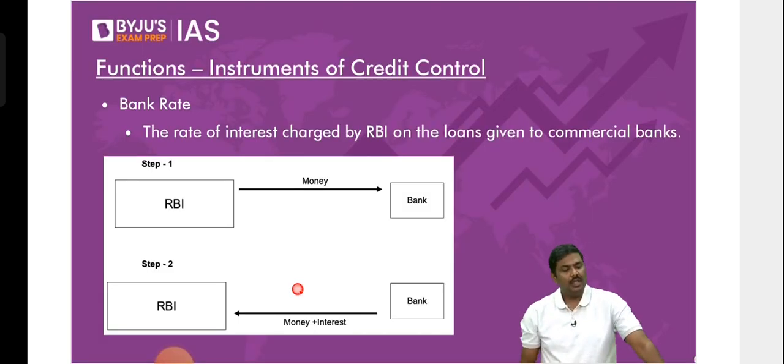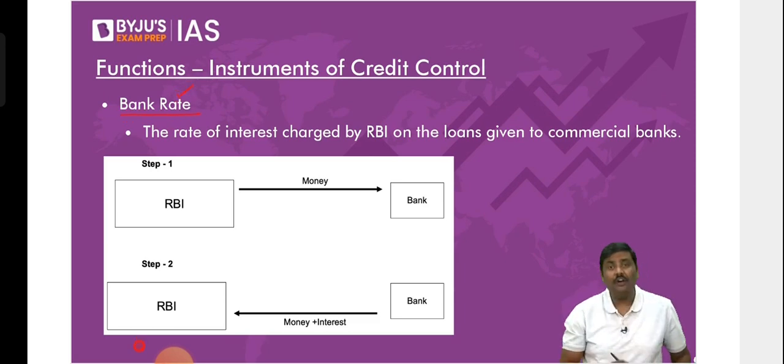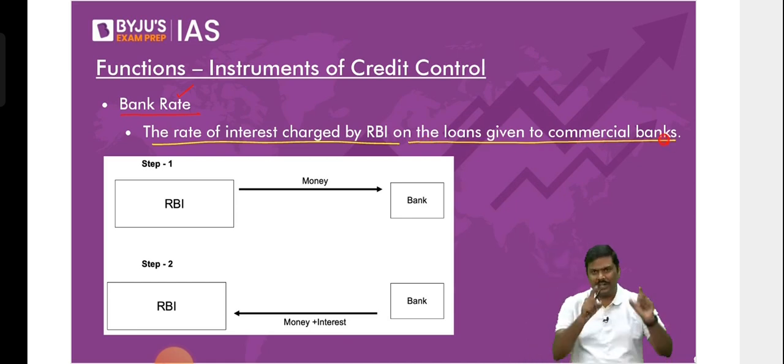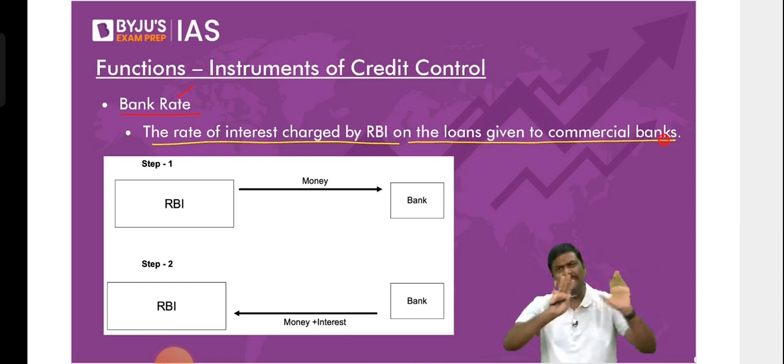Please be very careful. Next one is the concept of bank rate. What is this bank rate? It is the rate of interest charged by RBI on the loans given by RBI to commercial banks. Don't get confused with all of these tools. Let's go one by one. Let's differentiate also so it is clear to you.